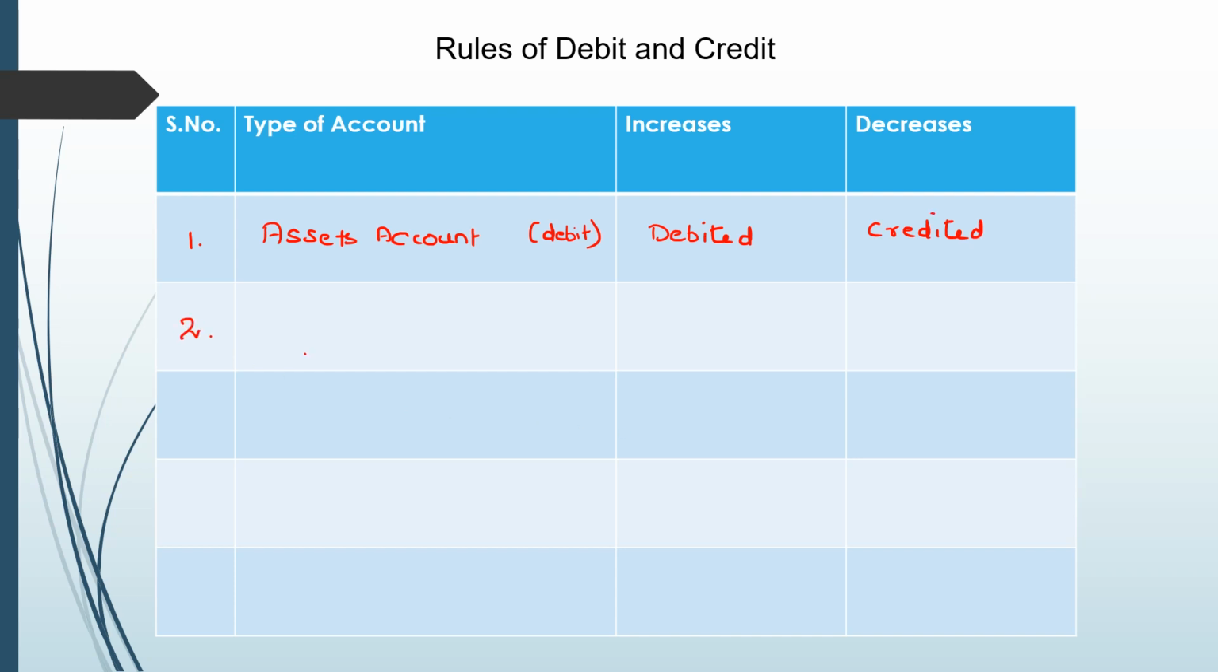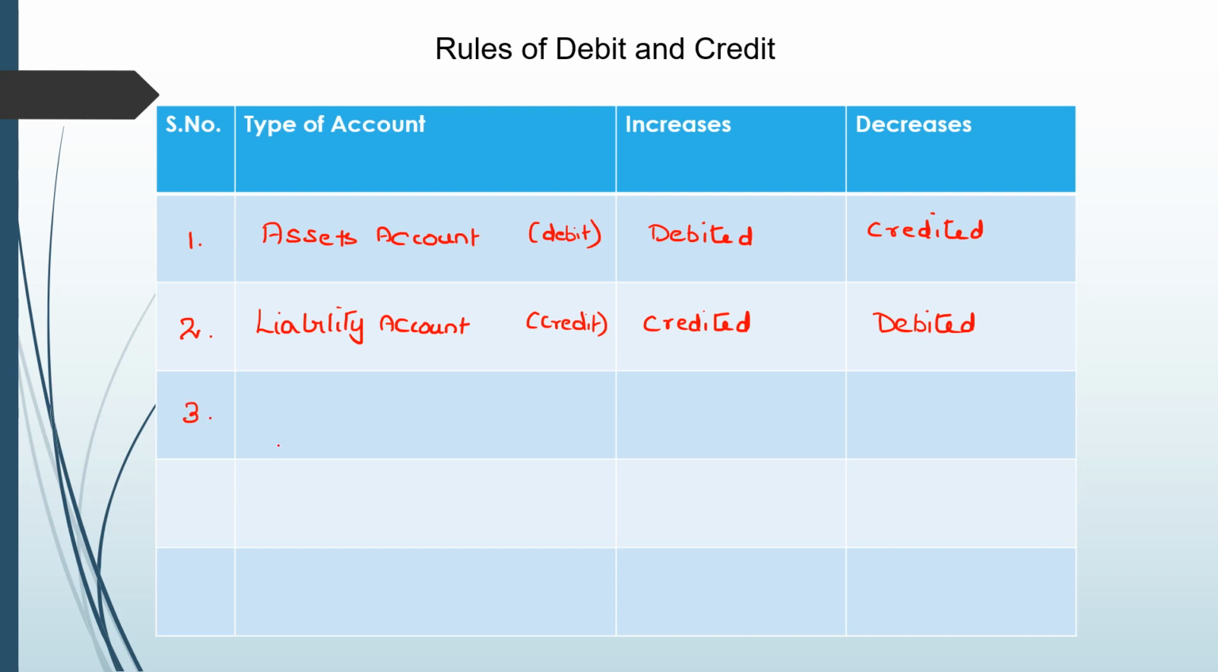Second is our liability account. Liability accounts have a credit balance. So when there is an increase, further credit has to be given, and that is why the account would be credited with increases in liability. And when there is a decrease in liability, it would be debited, the opposite would be done so that it decreases.